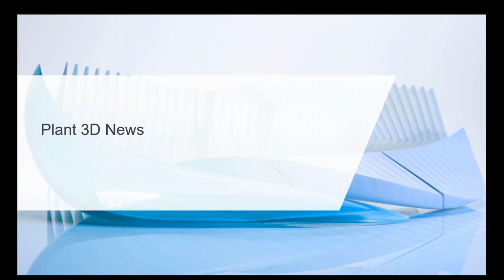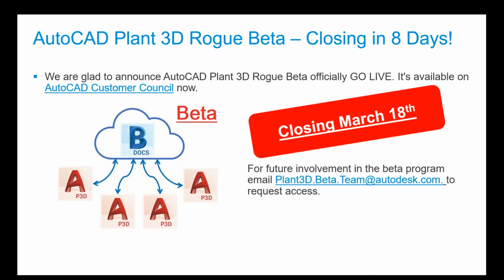So let's go with the first news, Plant 3D 2021 Rogue Beta Release. Rogue is the name for 2021, which has been released for some time now. If you want to register for the Plant 3D beta, this is the time, and you have another 8 days to register. So closing in on March 18th would be the last day.